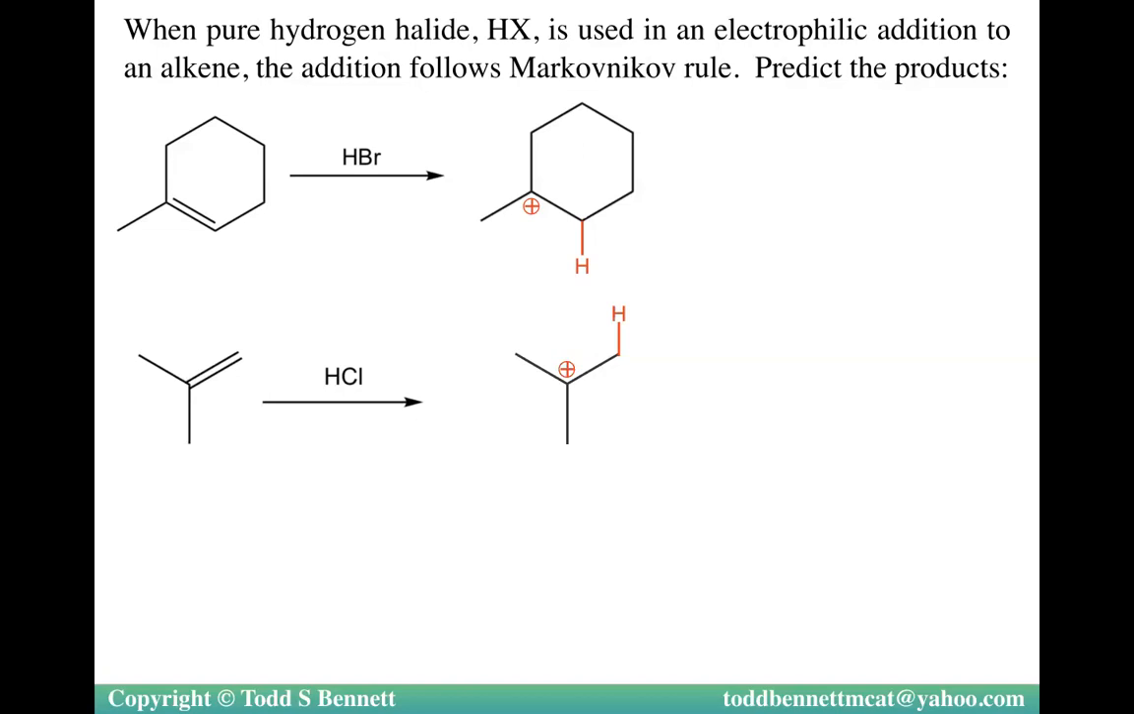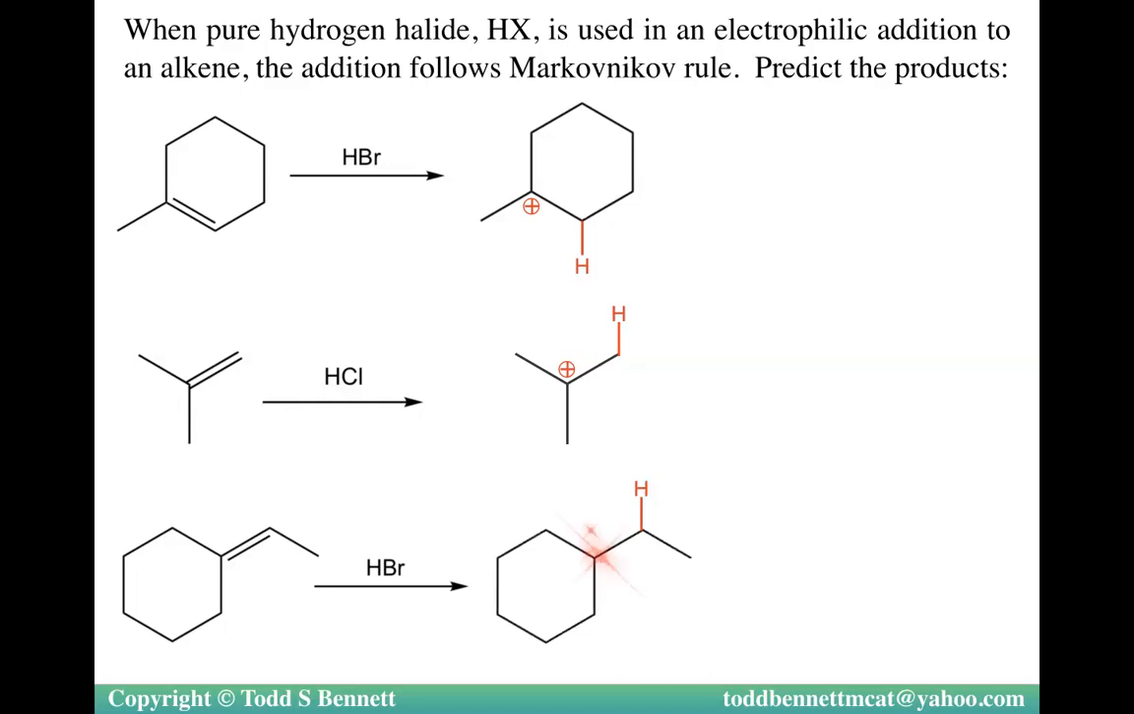Last one, H is going to go to the less crowded, so two R groups versus one R group and an H, less crowded here. H is going to go here, leaving a plus charge on the more crowded site. Okay, so I have these three distinct intermediates. Now it's a matter of just the Br coming in there, the Cl coming in there, and the Br coming in there. So the second step, the fast step, the halide adding, is pretty straightforward.